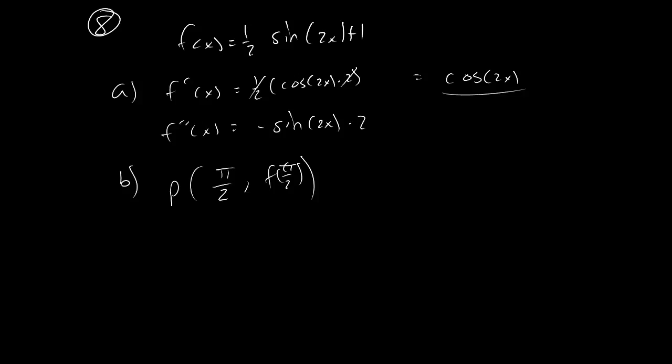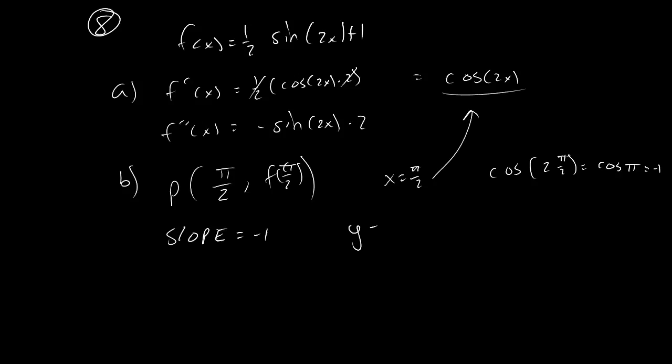So I'm looking for the equation. So I'm going to plug my x value, which is pi over 2, into my derivative. So this is going to be cosine of 2 pi over 2, which is cosine of pi, which equals negative 1. So my slope equals negative 1. So I'm going to have y minus, I'm not going to do this out because I don't want to embarrass myself again, times x minus pi over 2.